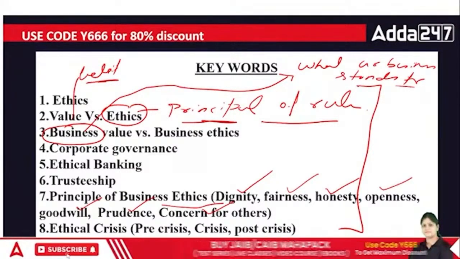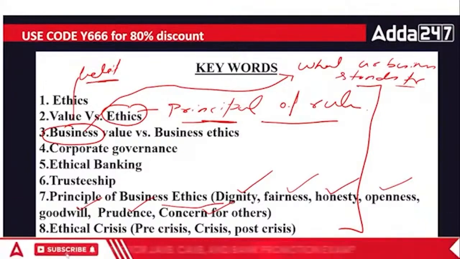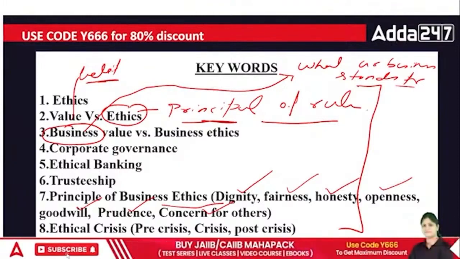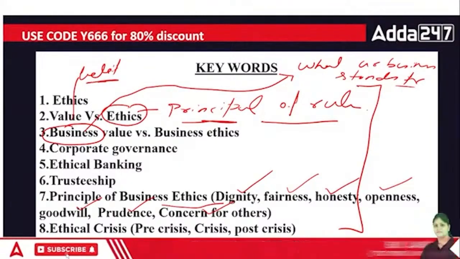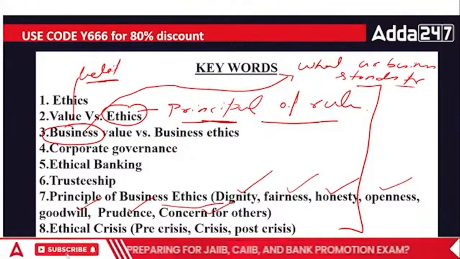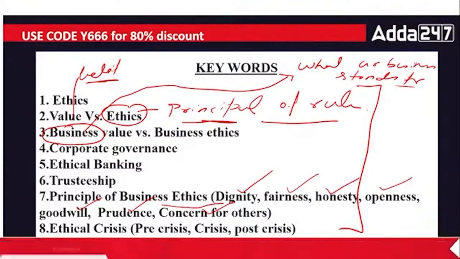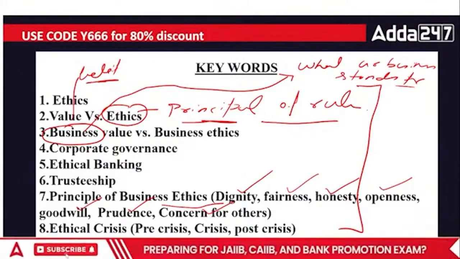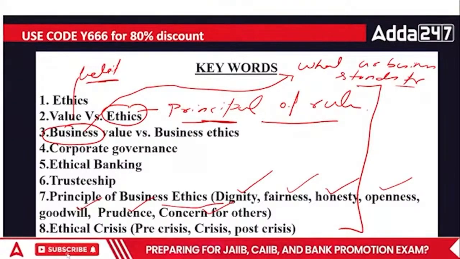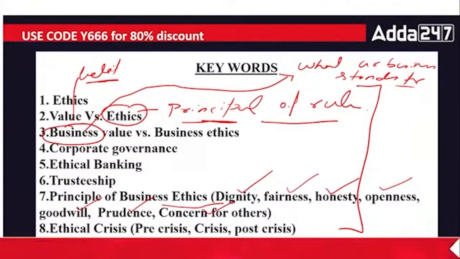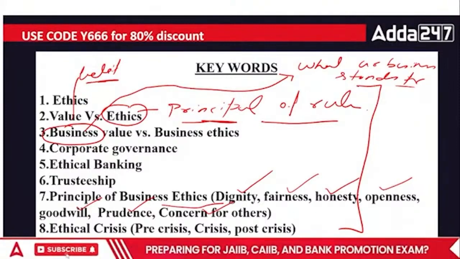Then the third principle is honesty. Honesty is truthfulness and straightforwardness. When we are talking about honesty, we are talking about integrity. Integrity or honesty means you are building trust, the trust of your employees, your customers and your stakeholders. You are doing your business in an honest way.